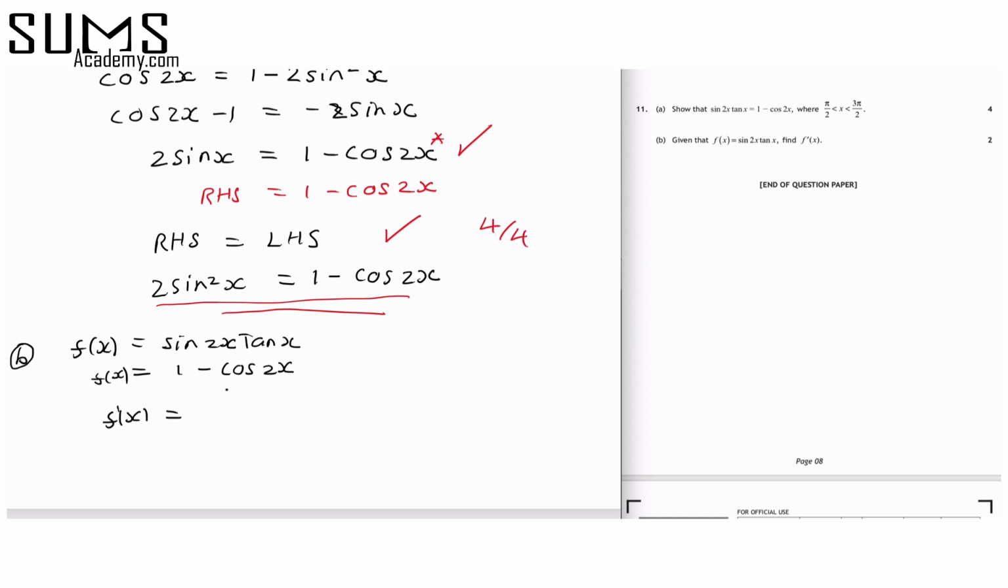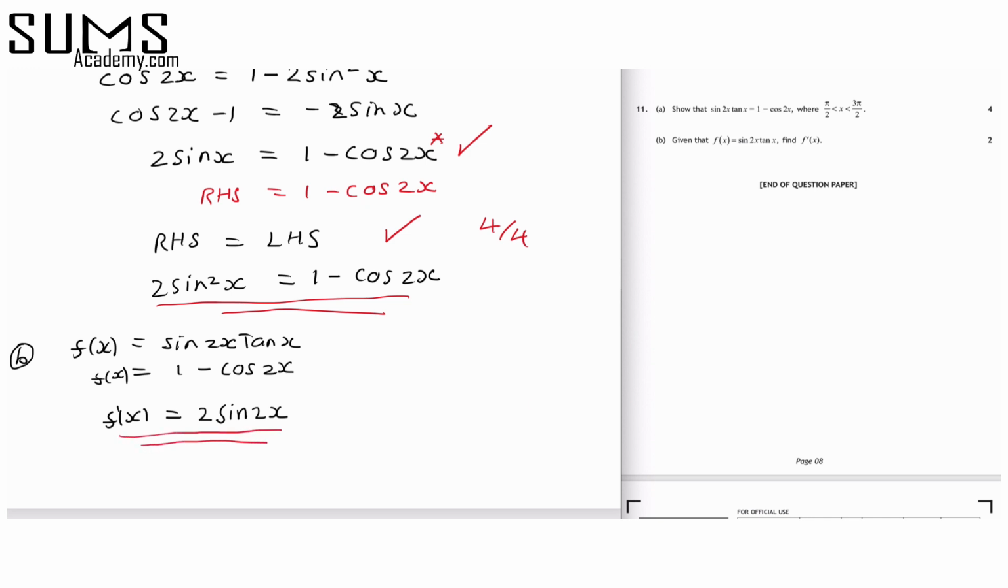So f dash x is equal to, well, you just have to differentiate these terms. 1 differentiated becomes 0. Minus cos is going to go to positive sine, and then the 2 is going to be multiplied out to the front. So this becomes 2 sine 2x, and that's your final answer there.